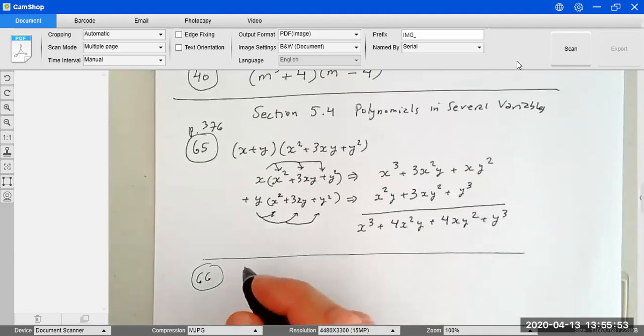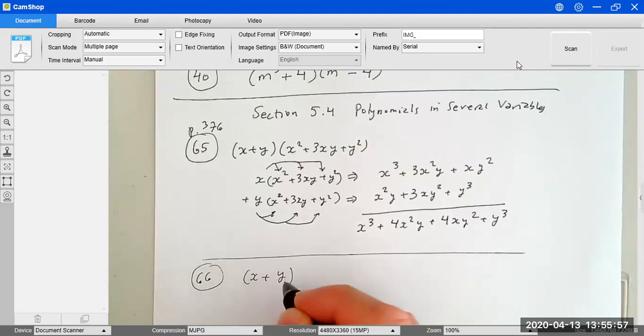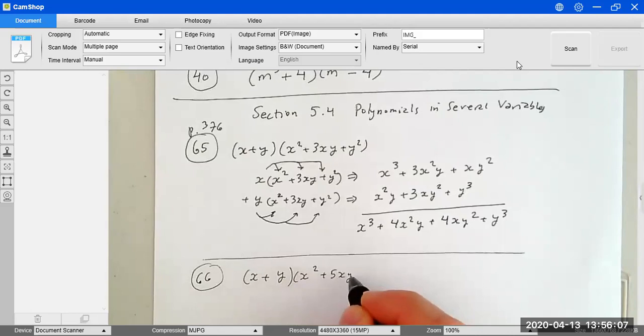Problem 66, you're going to multiply another binomial. In this case, it's the same binomial as before, x plus y, that multiplies a trinomial, which is x squared plus 5xy plus y squared. So solve this one, send me your answers via chat, and then we're going to continue with the next section.